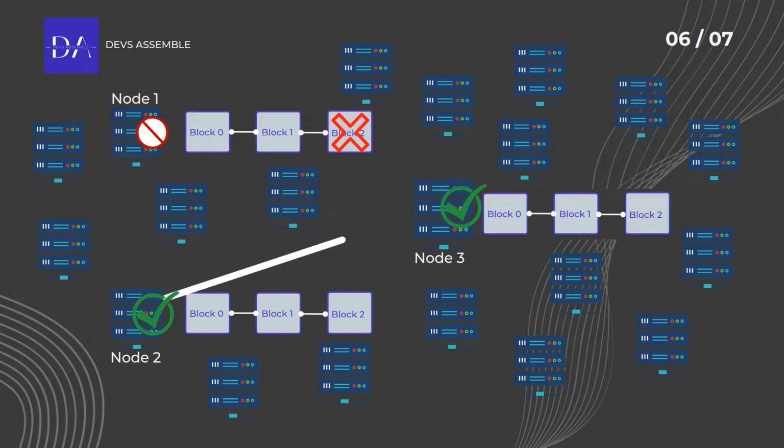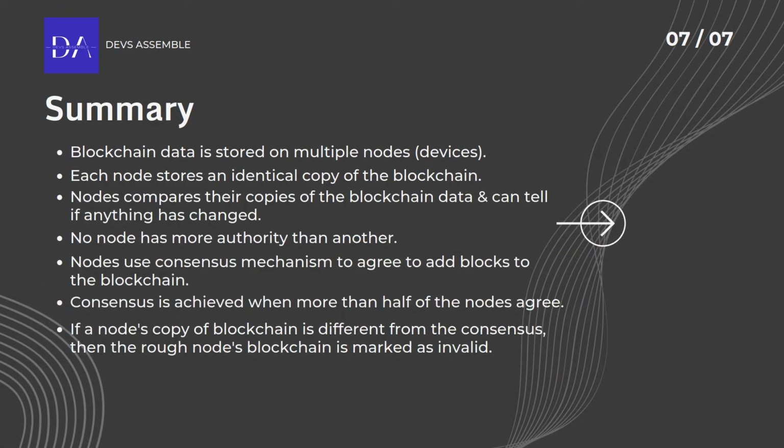So this was all about blockchain immutability and consensus. Hope you are enjoying the session. Do let me know your feedback in the comment section. In the next video, we are going to talk about how the blockchain maintains the integrity of the entire blockchain using hashes. Here's a quick summary.